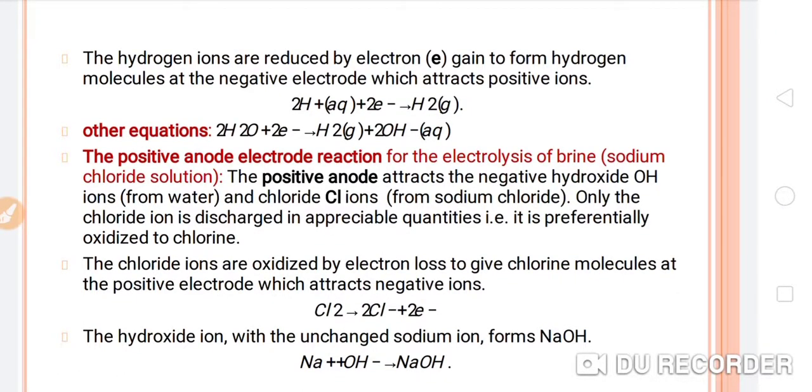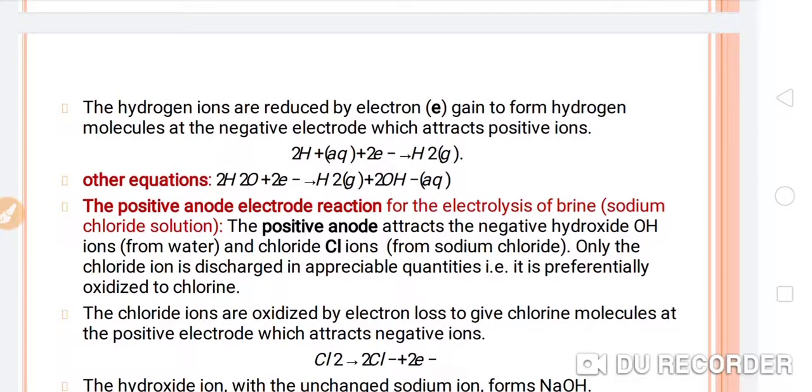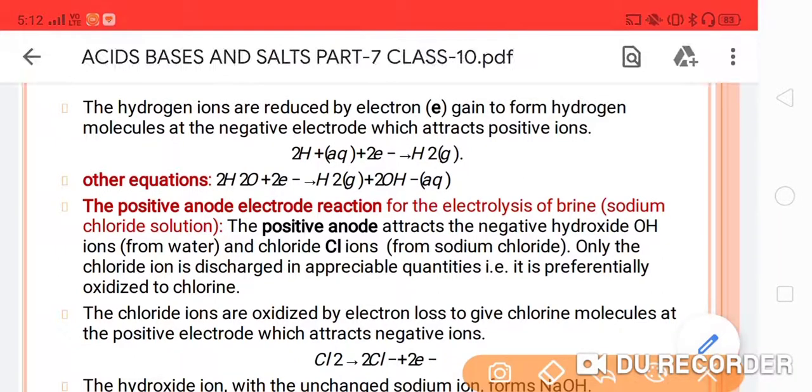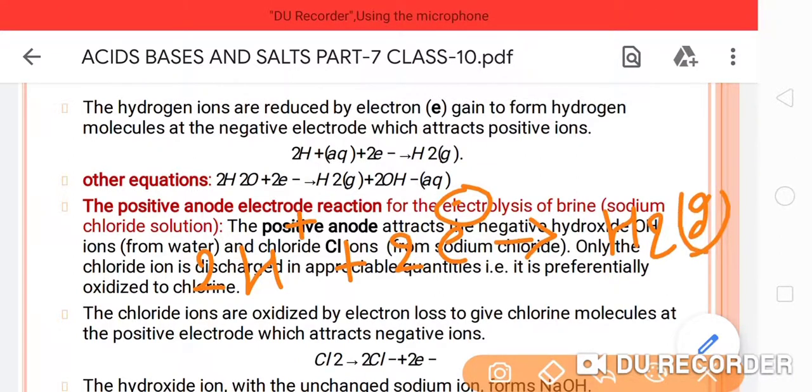So this equation shows how it goes on. Here you can see 2H positive. For 2H positive, what is the number of electrons we need to reduce it? We need 2 electrons. After gaining 2 electrons, it will convert into H2, that is the gas. This is the gas. Okay, so this is the process which takes place here.